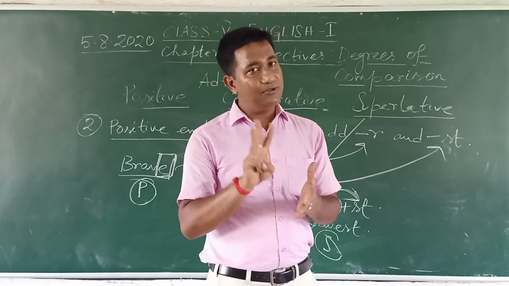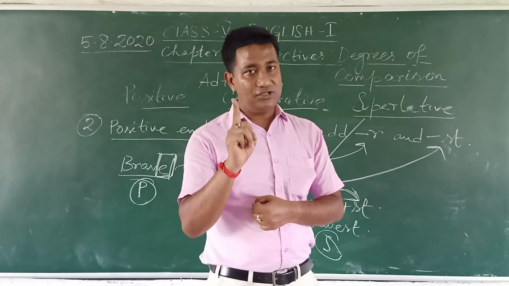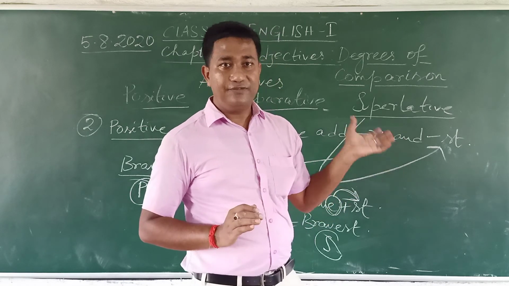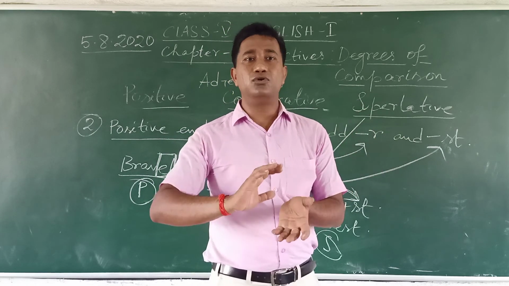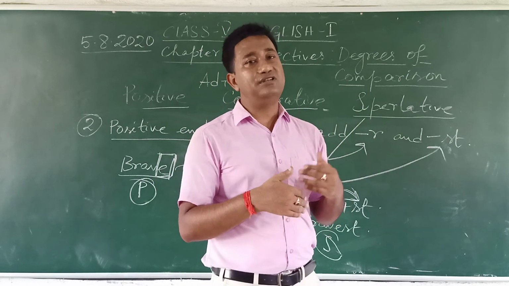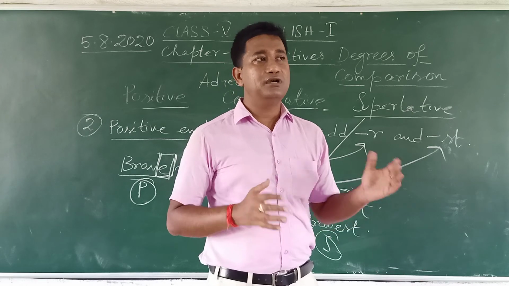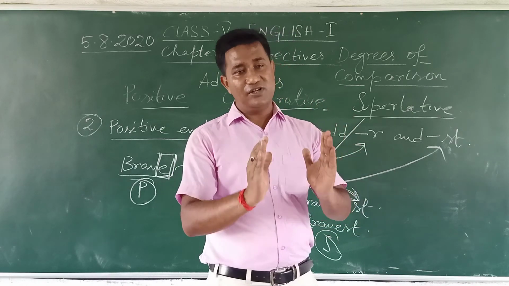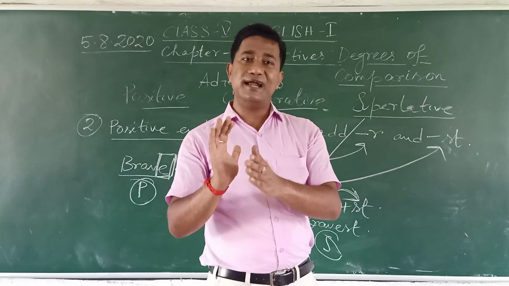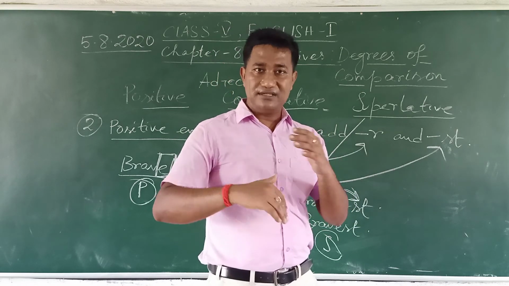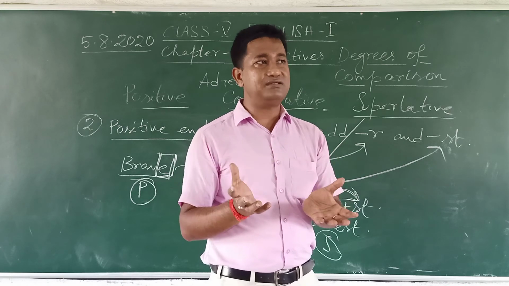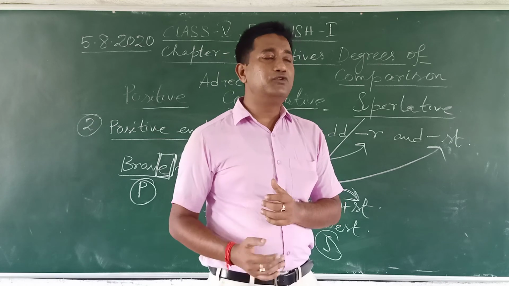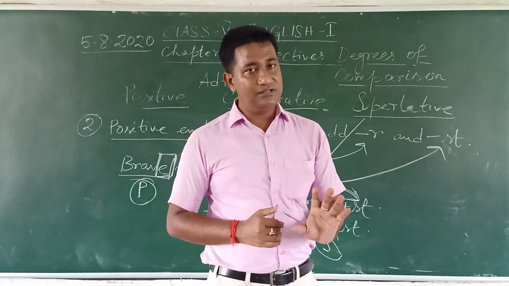Then I discussed the 3 forms. One is positive, second is comparative, third is superlative. Then I made you understand how to know and how to make these 3 forms. These are the main things: how we can say that this one is positive, this one is comparative, and this one is superlative, how to understand among sentences, among persons, what has been given in the sentence. And then I moved towards the formation of the degrees of comparison.